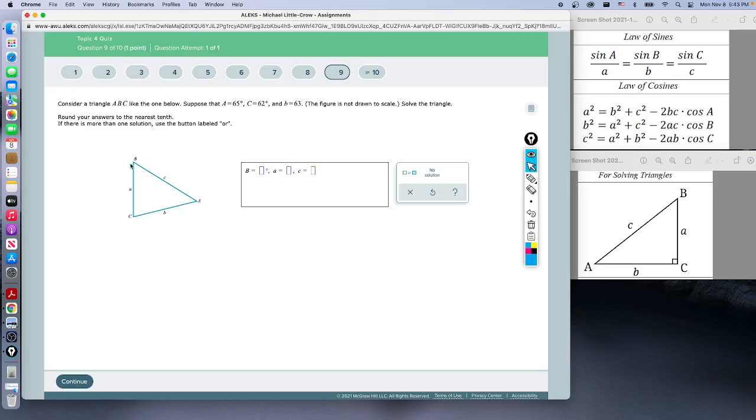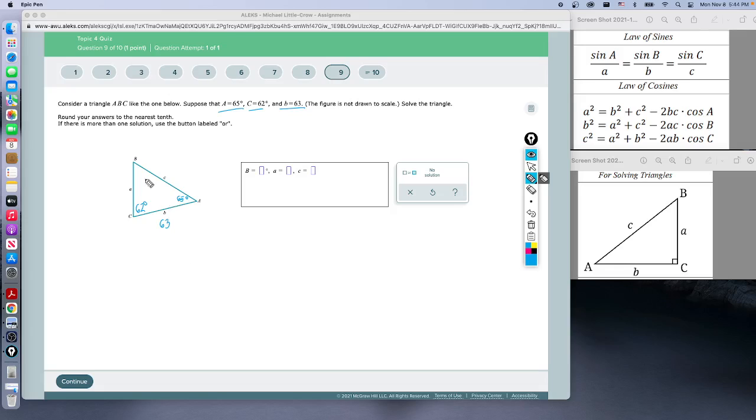Okay. So first of all, for this one, we've got a triangle. Now notice we are not given any of the angles as being 90 degrees. But we are told that A is 65 degrees, C is 62, and then B, the little side, is 63. Not degrees, that's got to be a length.